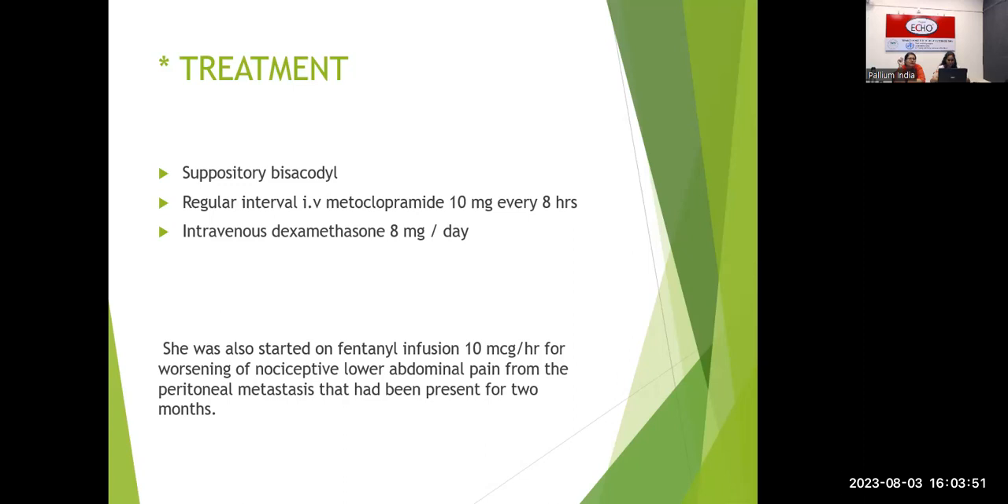She was also started on a fentanyl infusion for the pain, probably due to the peritoneal metastasis, which was present for 2 months. For the pain, a fentanyl infusion was given, but the prescription here is wrong. I said intestinal obstruction is a very commonly mismanaged condition. So it is very important to identify what is wrong in the current medication and change it as per the patient's symptom changes. Understood?